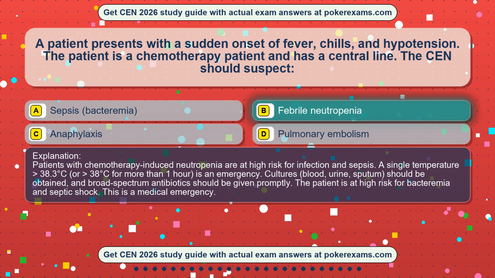Patients with chemotherapy-induced neutropenia are at high risk for infection and sepsis. A single temperature of 38.3 degrees Celsius, or 38 degrees Celsius for more than 1 hour, is an emergency. Cultures, blood, urine, sputum, should be obtained, and broad-spectrum antibiotics should be given promptly. The patient is at high risk for bacteremia and septic shock. This is a medical emergency.